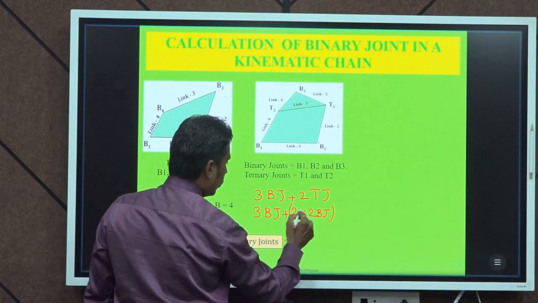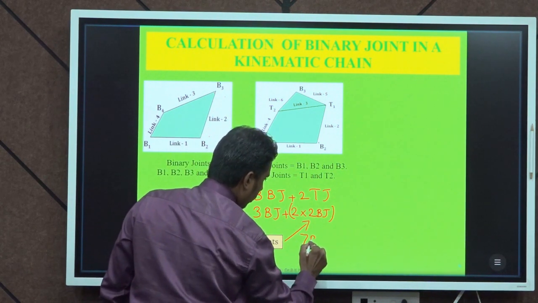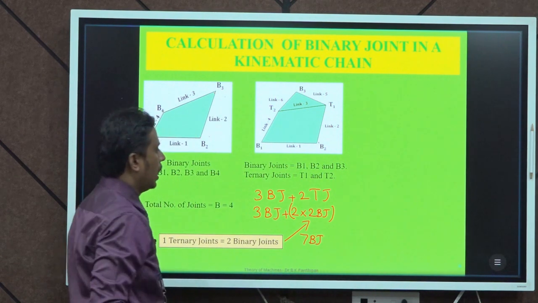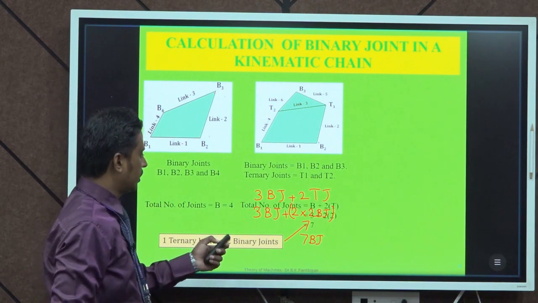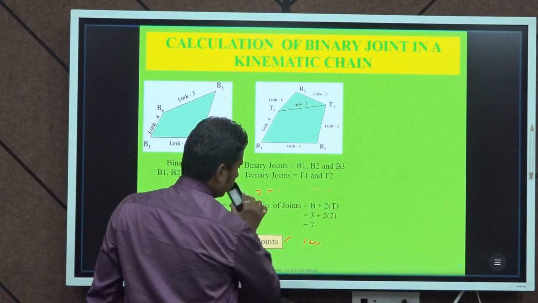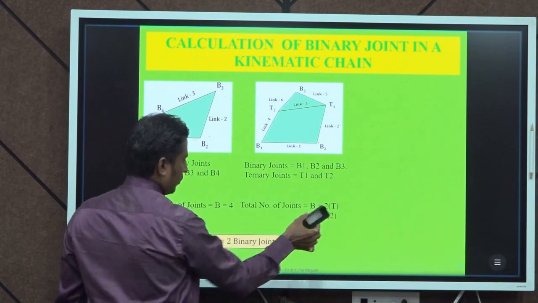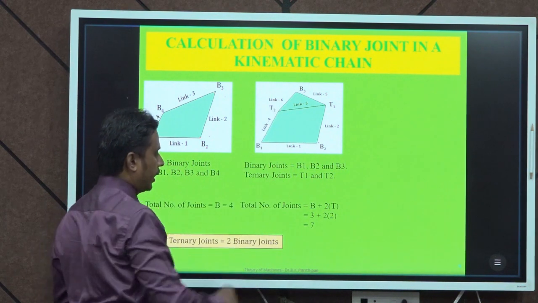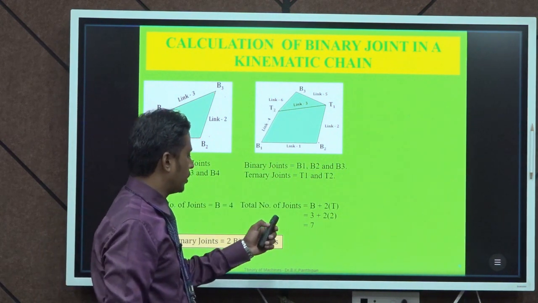So, it will use 2 into 2 is 4, 4 plus 3 is 7 binary joints. The total number of binary joints in the given structure is 7. I have proved that this arrangement is having 7 binary joints.